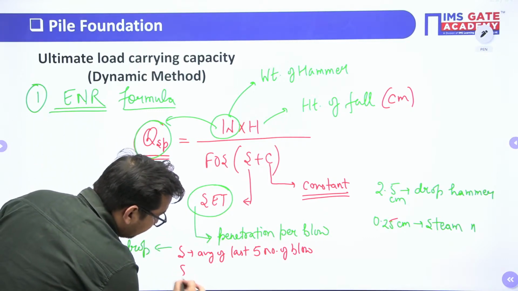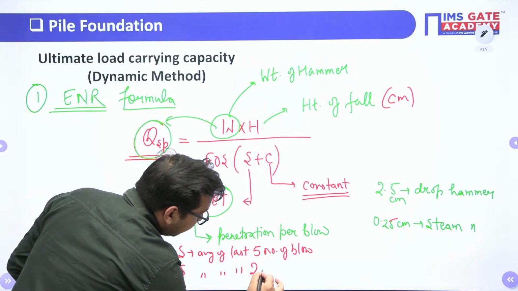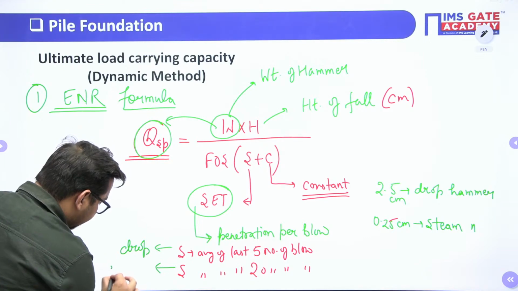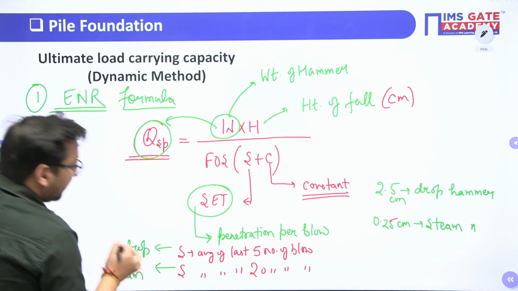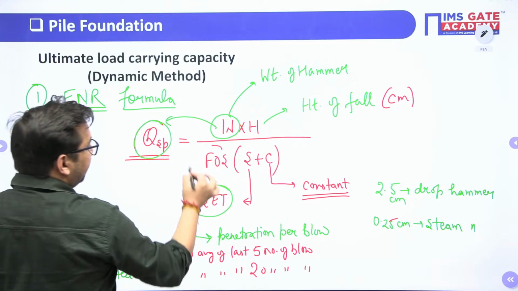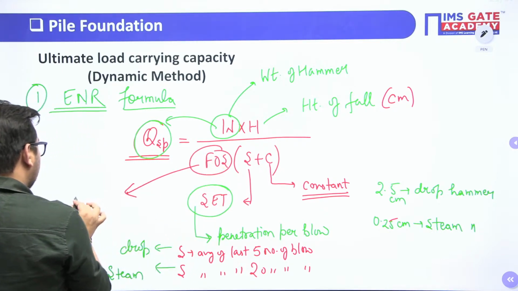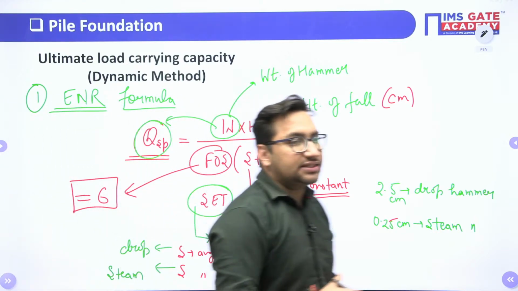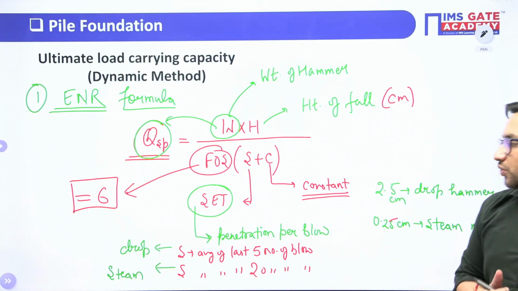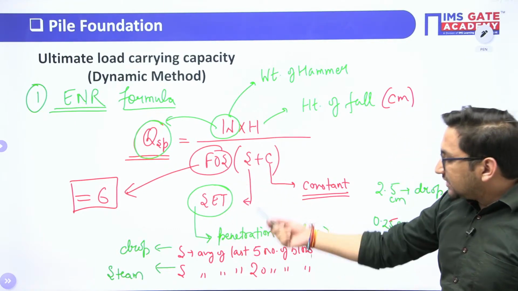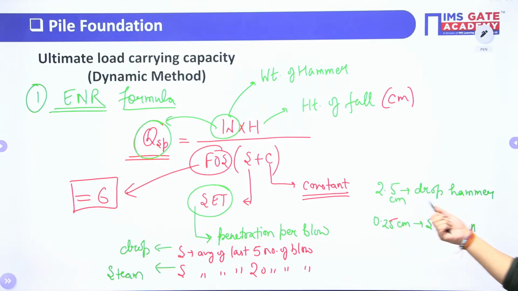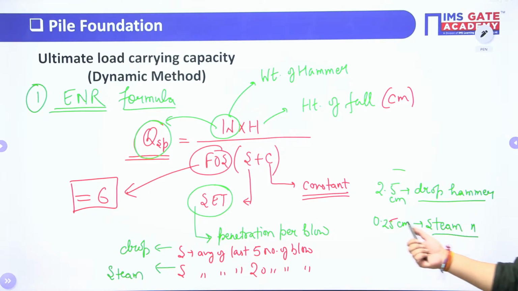Whereas this S value will be the average of the last 20 number of blows in case of steam hammer. This factor of safety, if it is not given, you can take as 6. So all these values should be known to you. What is this S value? That is set, and this set also you have to take in centimeter. This C constant we know in centimeter only. For drop hammer, remember it is 2.5 centimeter, and for steam hammer, it is 0.25 centimeter.